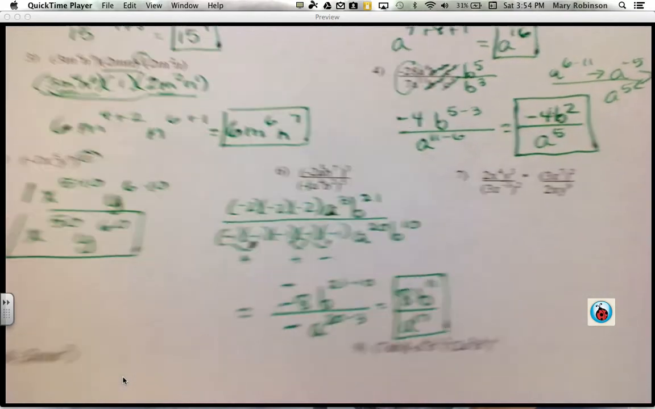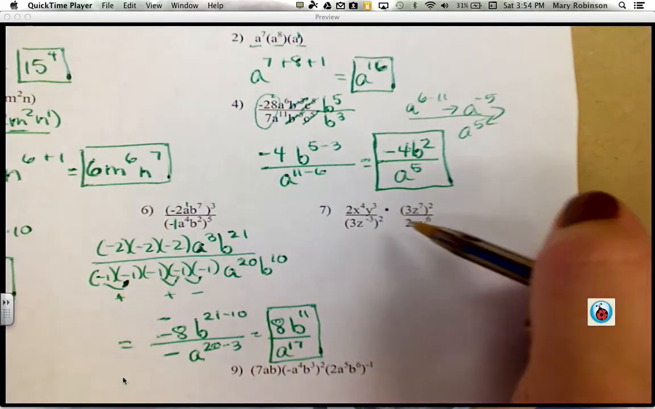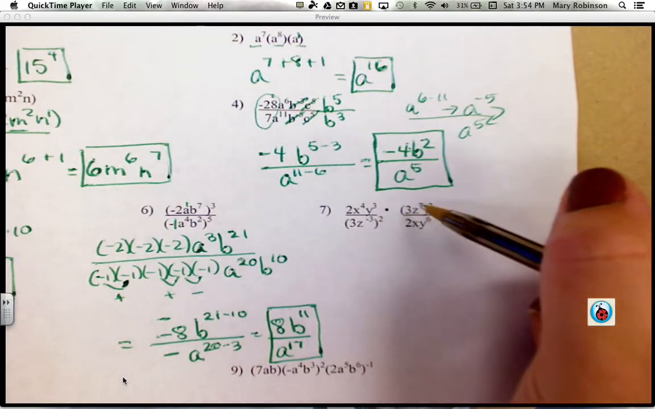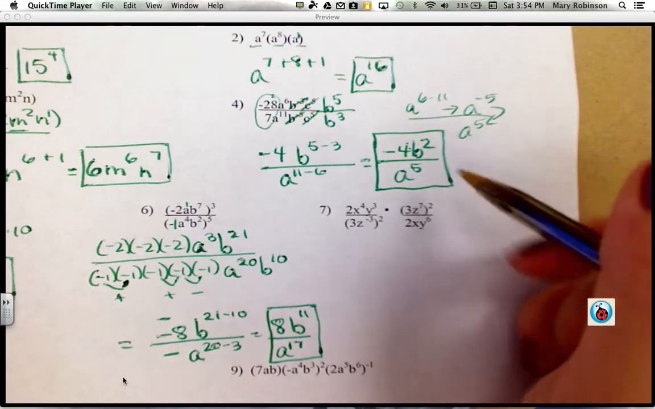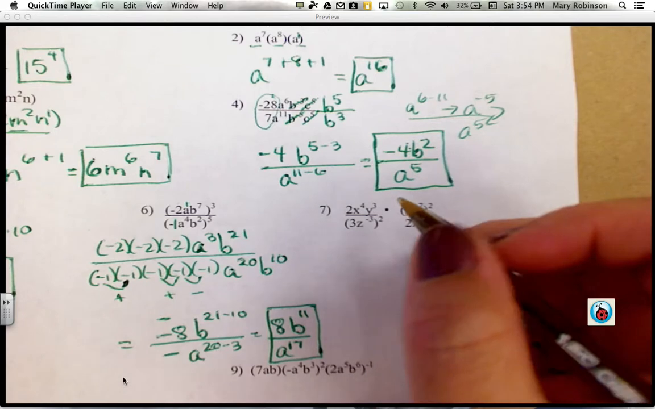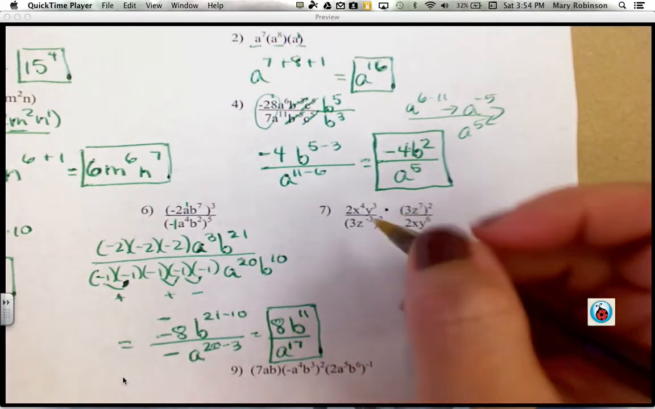All right, so next for number 7, notice within these quotients we have our denominator here being squared, and up here our numerator being squared. So you always want to take care of powers first. Remember your order of operations. We want to take care of exponents before we divide.